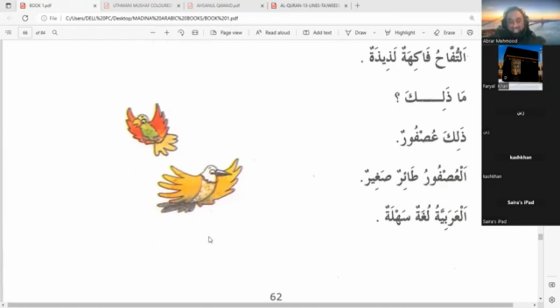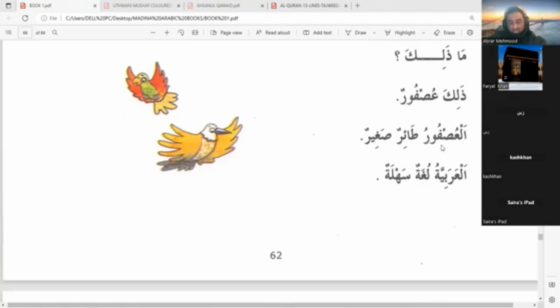Alhamdulillah. Okay. Sister, and the next question, العصفور طائر صغير. The sparrow. And like here, we always start with the adjective and then the noun. Yes, so the sparrow is a small bird. Small bird, fantastic. Okay. So طائر صغير. Is that a noun and its adjective?